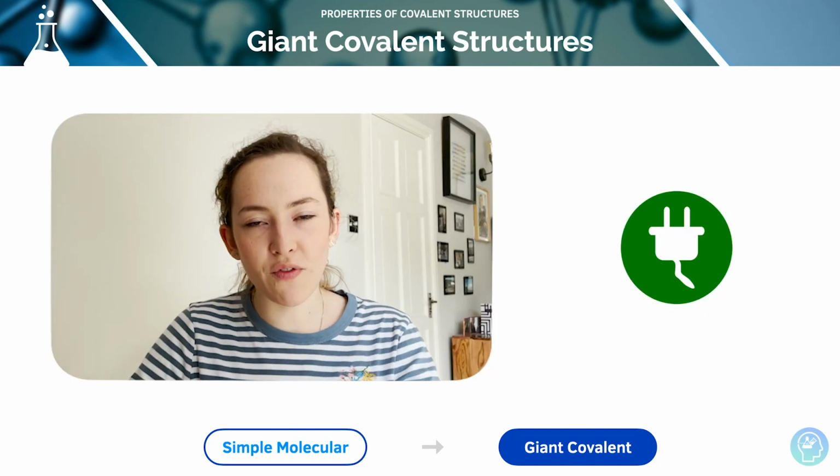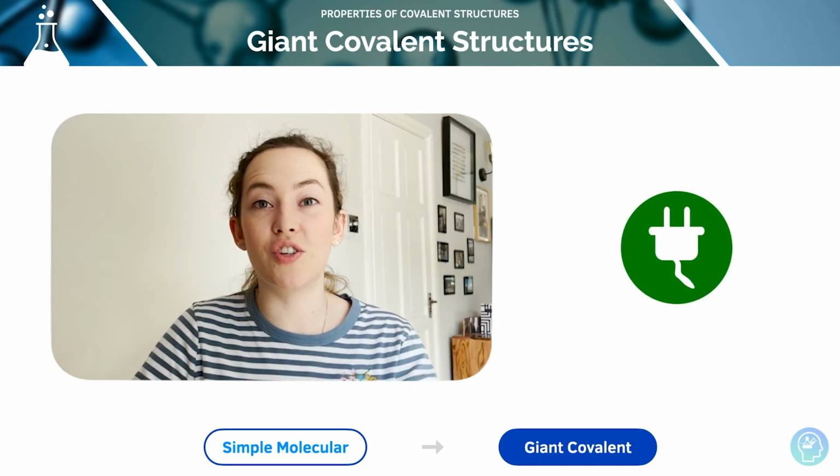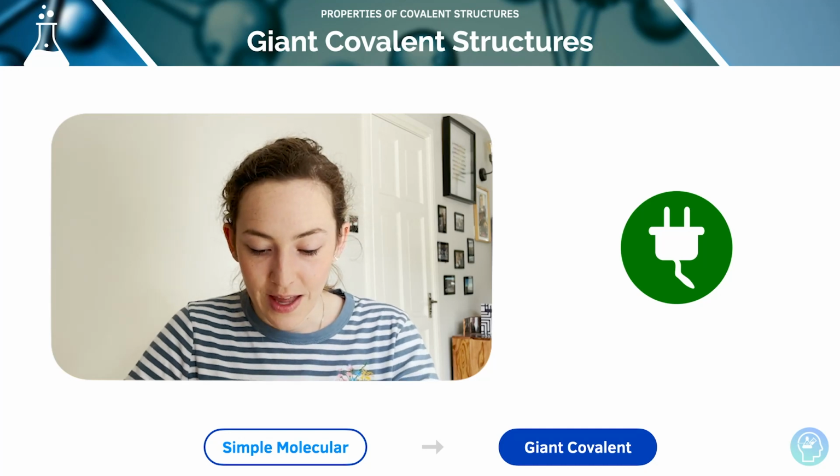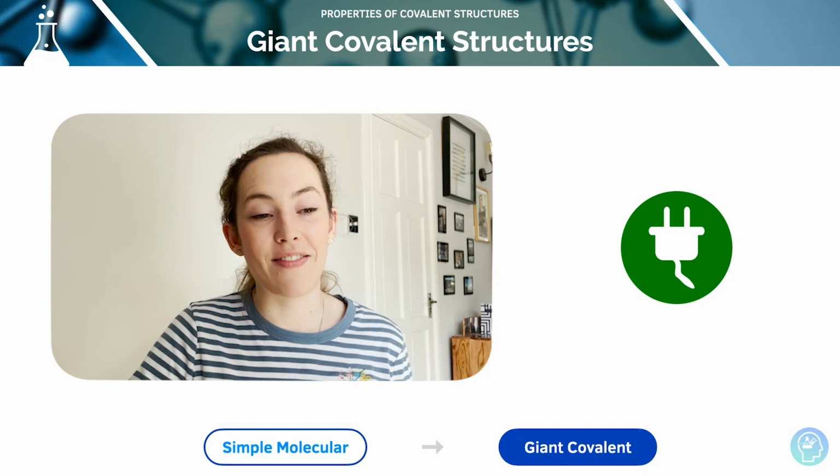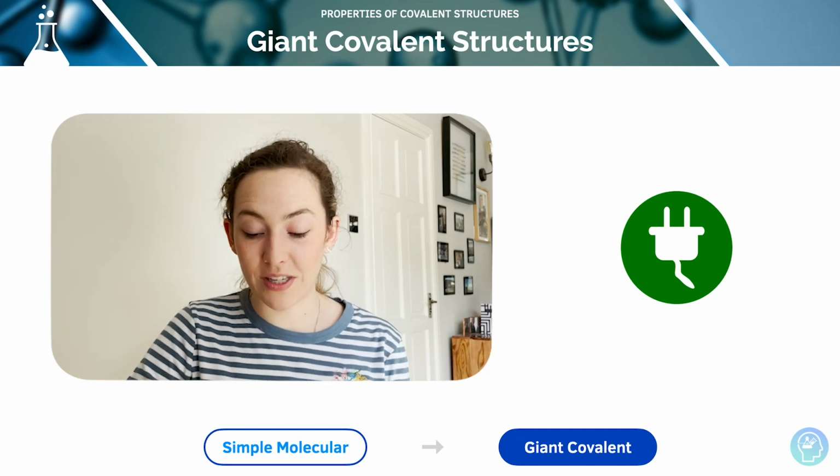Giant covalent structures also do not conduct electricity, because again, there are no mobile charge carriers in that case in order to carry a charge.